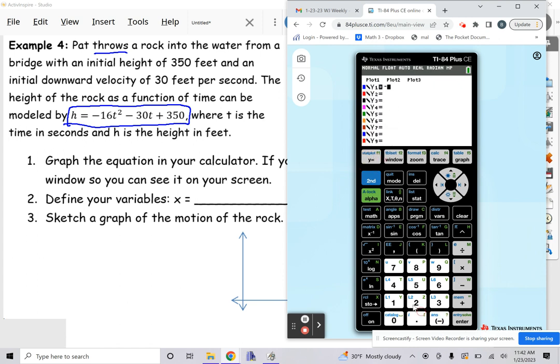There you go. Type in our equation, negative 16x squared. We've got a minus 30 velocity here. What that means is it's going to be thrown down, which if I read the question, it does say that as well, initial downward velocity, plus 350. Okay, graph that out, and not useful, so let's zoom fit that.